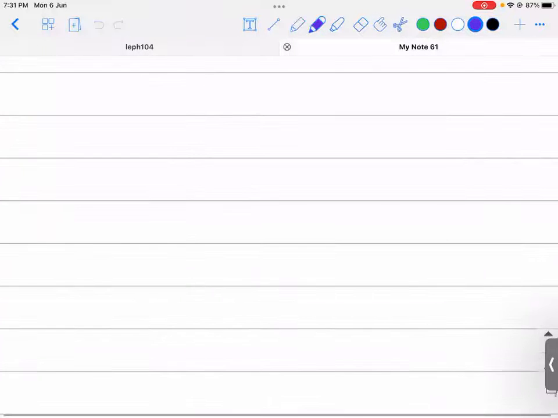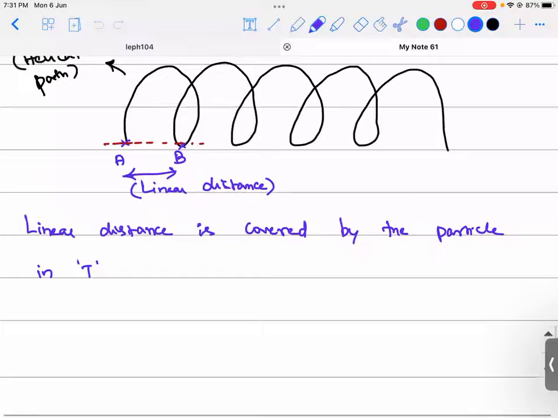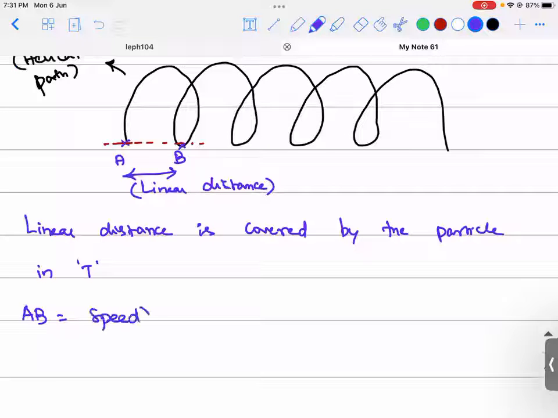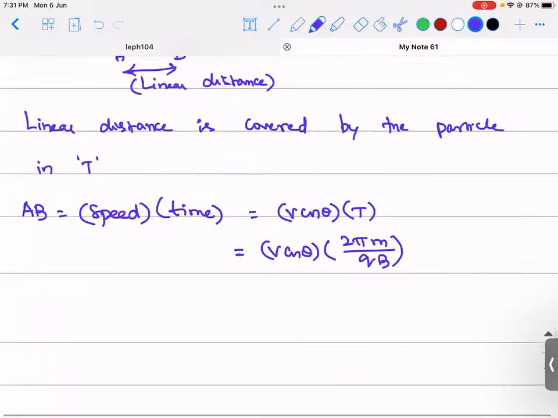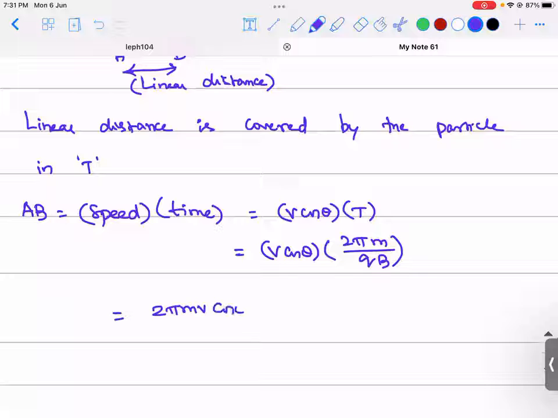When that is the scenario, observe, then can I say AB is equal to speed into the time taken for this travel to happen? So what is the speed which is responsible for this particle to move? It is V cos theta. And what is the time it takes for the particle to complete one time period? So it will be V cos theta multiplied with time period, which is 2 pi m divided by q into B. So this will be equal to 2 pi m v cos theta, the whole divided by q into B.